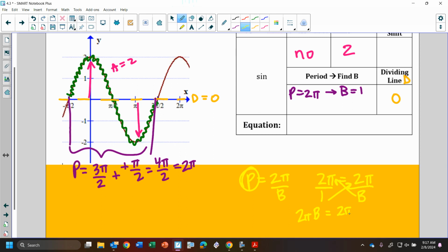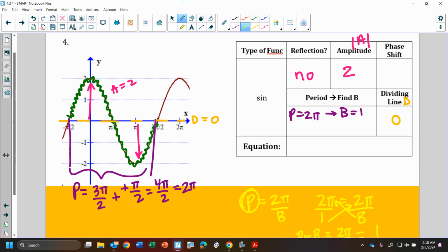Good. Trying to get b by itself. What do I do next? Divide by 2 pi. Do it on both sides. B equals 1. Everything cancels over there. Just 1. Do you believe me now? The period's still 2 pi. It didn't change. The b value is just 1. Cool. And somebody asked, do we have to write the 1 in there? No. You can write x or 1x if you want to. It's fine.